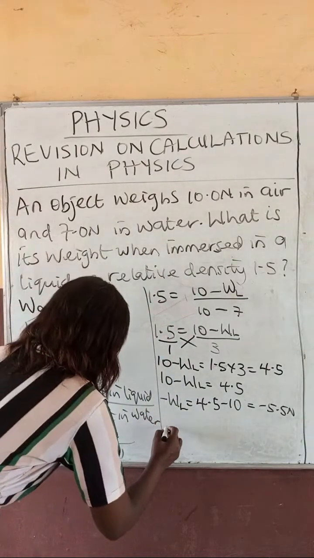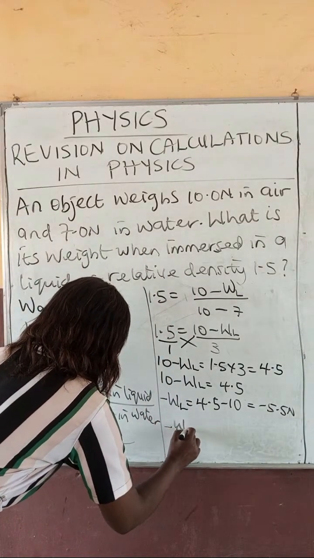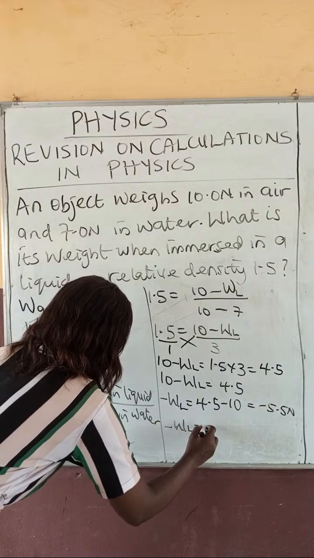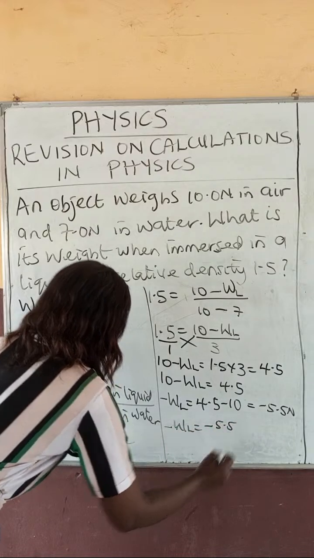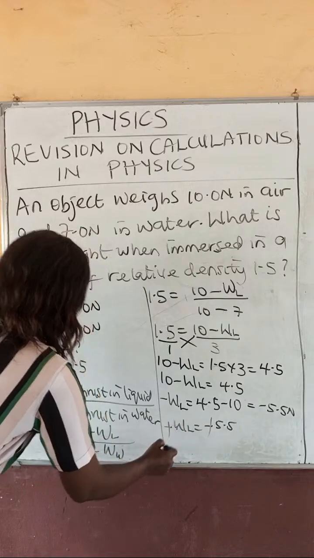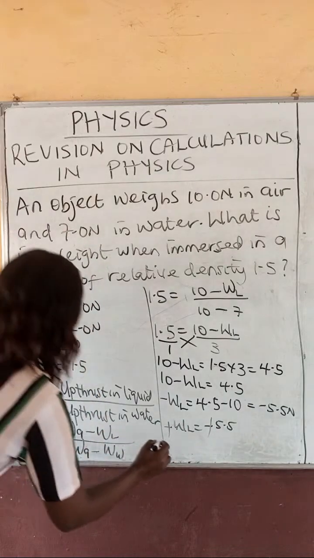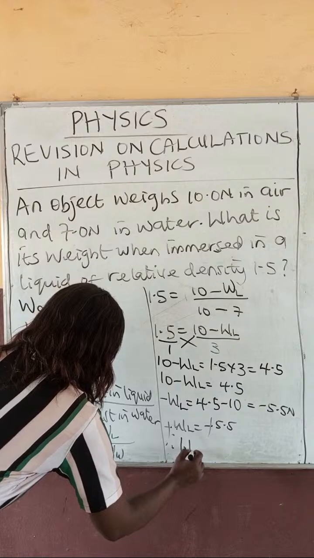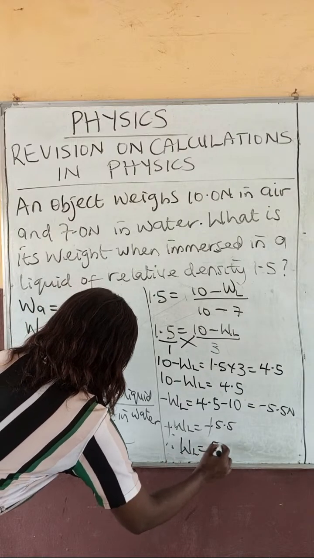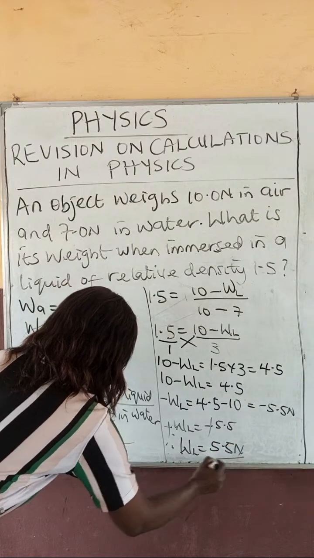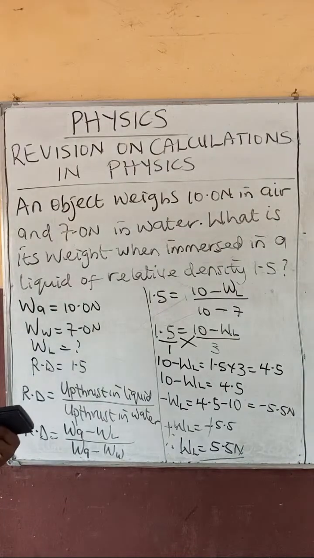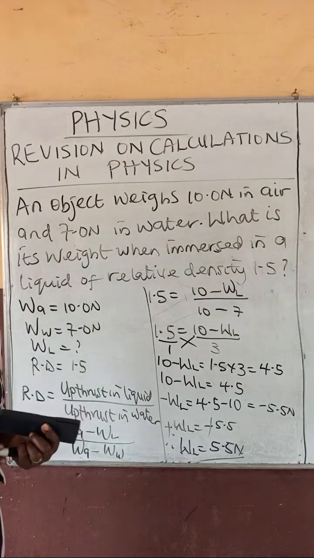So minus weight in liquid is equal to minus 5.5. So minus cancels minus. Therefore, my weight in liquid is equal to 5.5 Newton. Do we understand?